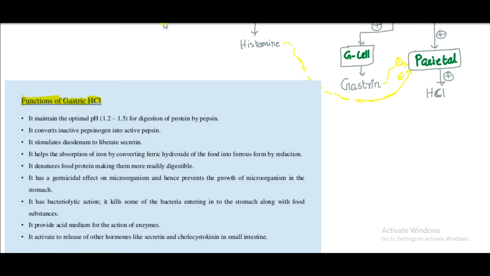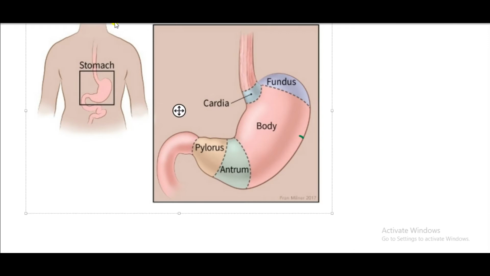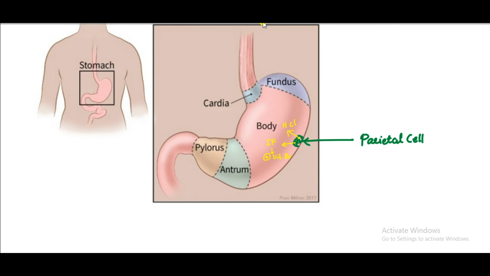In the body, we can see the parietal cell, which releases HCl. Also, it releases the intrinsic factor, which helps in the absorption of vitamin B12. And in the antrum, we can see the G cell. The G cell secretes gastrin and releases it into the blood vessel. So it's a hormone, right?